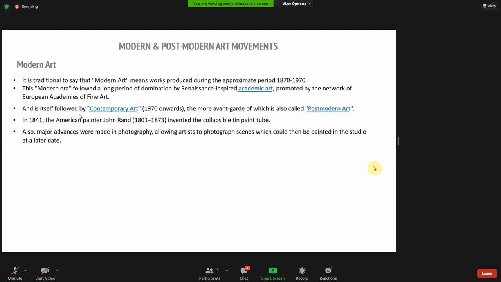And after the modern art movements, from 1970 onwards, we call them contemporary art or postmodern art. The advancements made in the modern period were followed by more experimental work in the postmodern era.